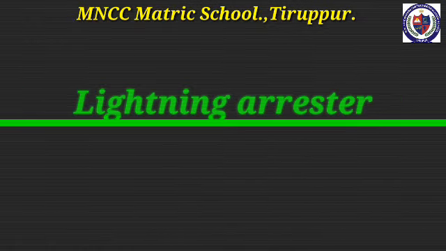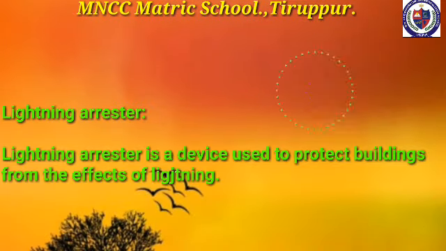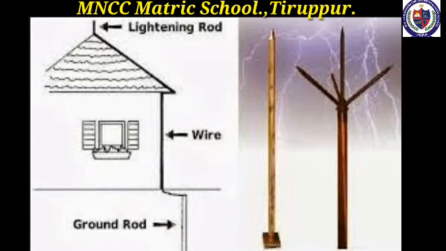Next, we move to lightning arresters. A lightning arrester is a device used to protect buildings from the effects of lightning. A lightning conductor consists of a metallic lightning rod that remains in air at the top of the building. A major portion of the metal rod and copper cable are installed in the walls during construction. The other end of the rod is placed deep into the soil.